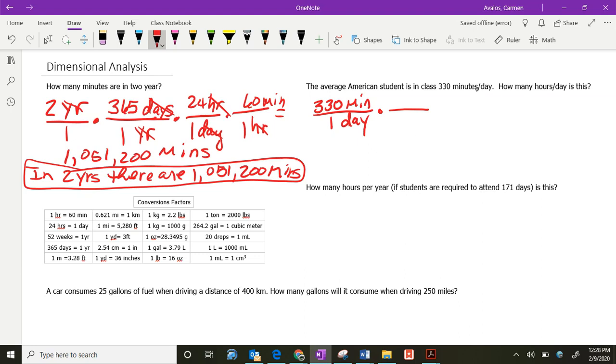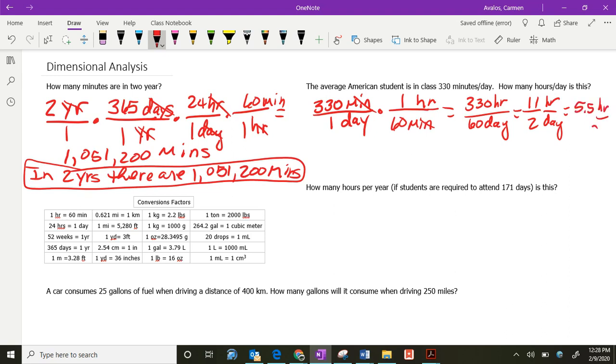I just want to keep those units in the denominator, but I need to get rid of minutes and change it to hours. So if minutes is in the numerator, minutes is going to be in the denominator. And so then in the numerator, I want to change it to hours because I know how many minutes are in an hour. There are 60 in 1 hour. So the minutes are gone. And so now I am going to get 330 hours per 60 days. And that's going to reduce to 11 over 2 hours per day. And then if I really wanted to get to it, it's 5.5 hours per day.